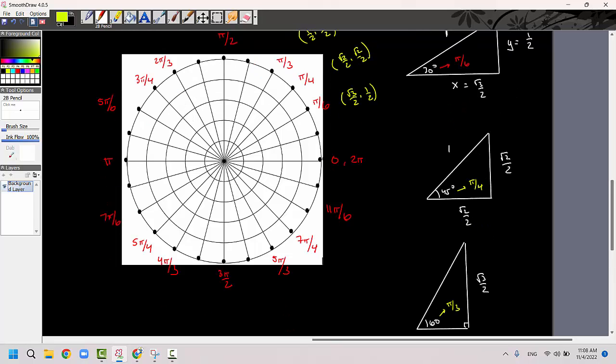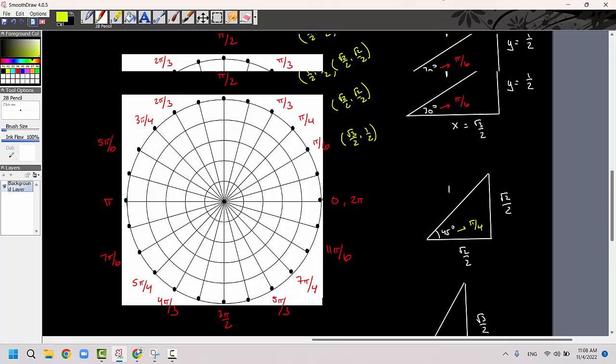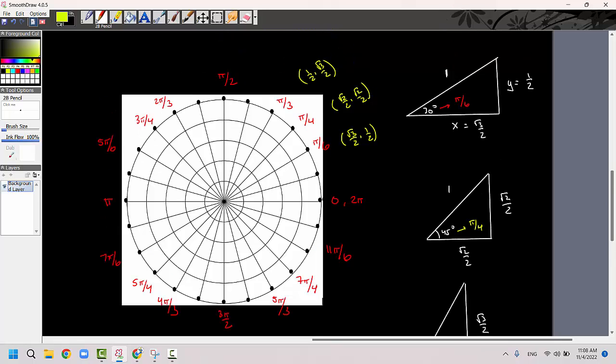Okay, so before I prove that these angle measures are equivalent, let's go ahead and hit the pause button again. We will fill in every single radian measure on this unit circle right here. I'll be right back.